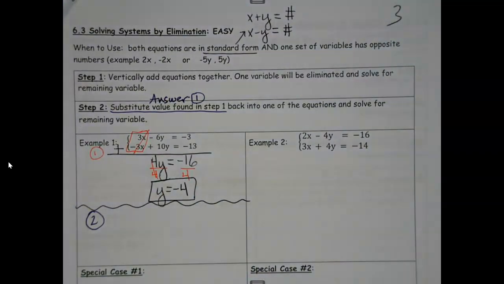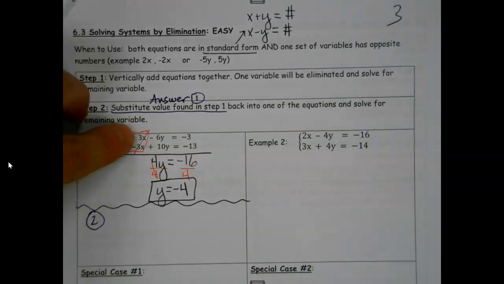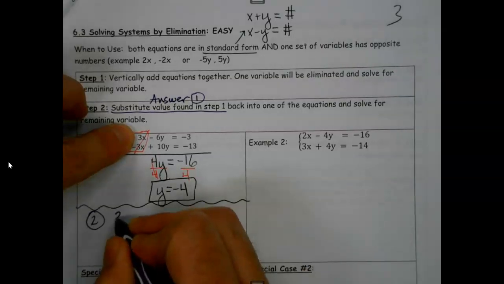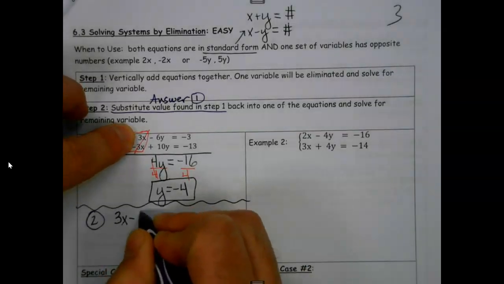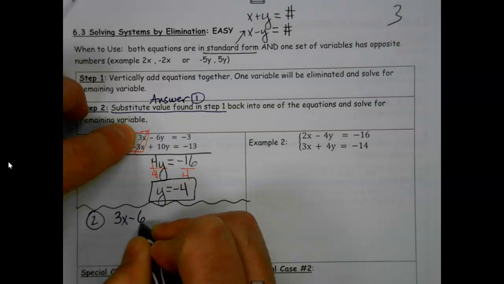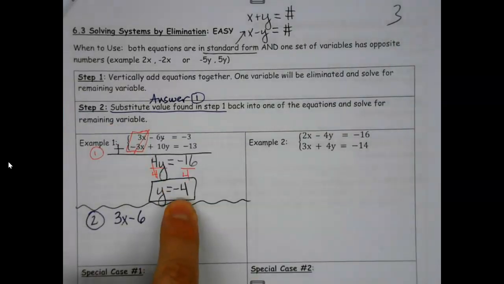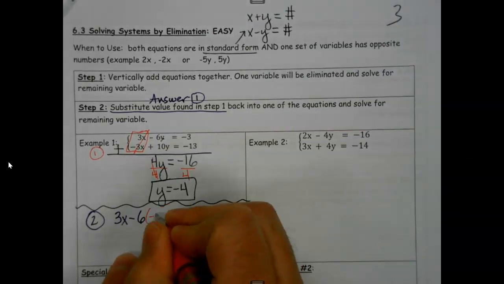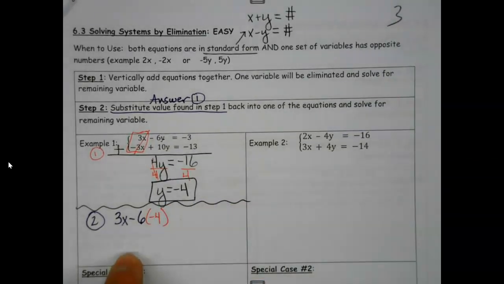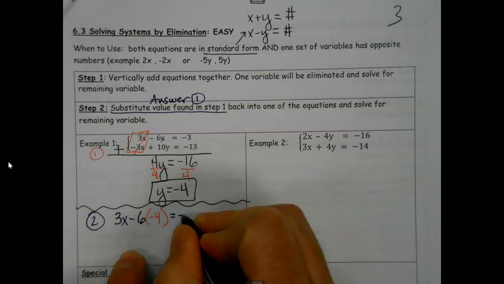It does not matter which one you plug it into. So if you think one of them looks easier than the other, that's the one I'd use. In this case, I'm just going to use the top one. So I'm going to take this and I'm going to start copying this equation until I get to the y, because I know what the y is now. That's where the substitution part of this comes.